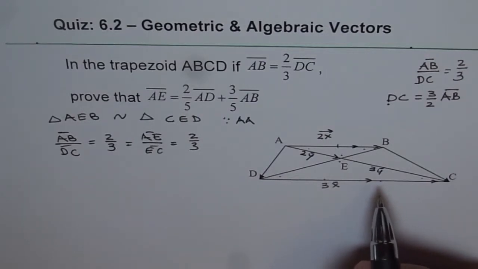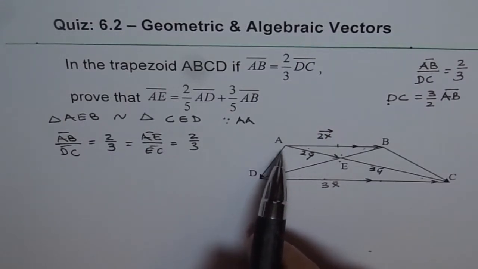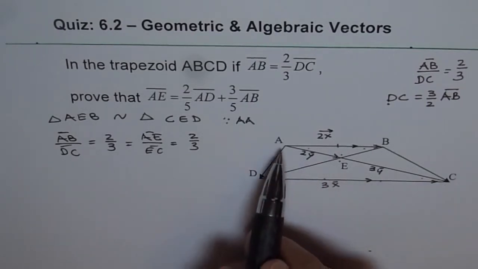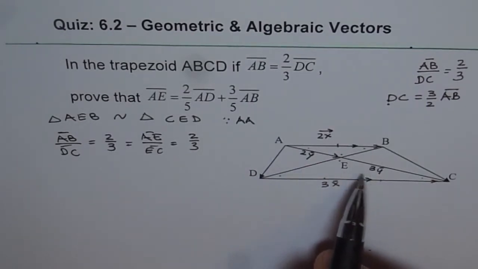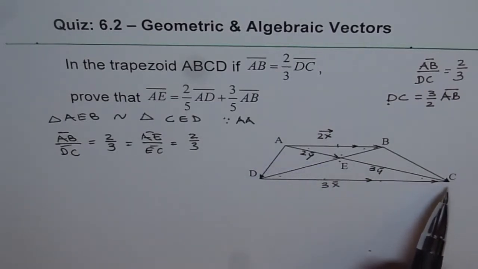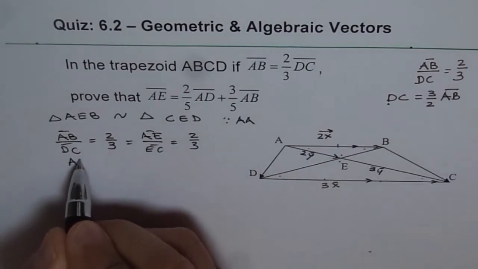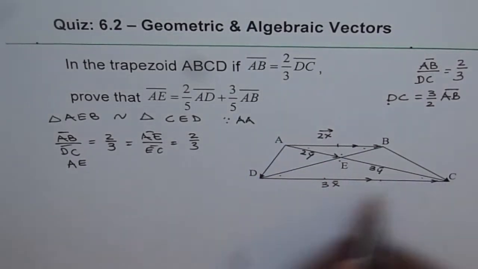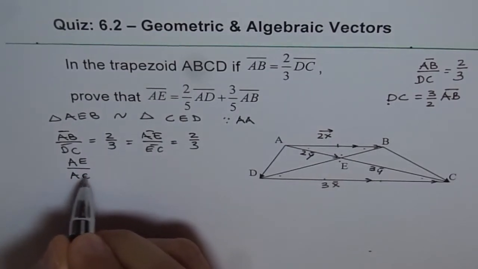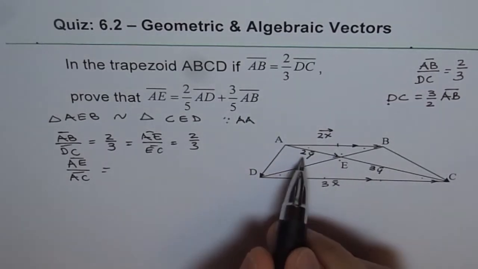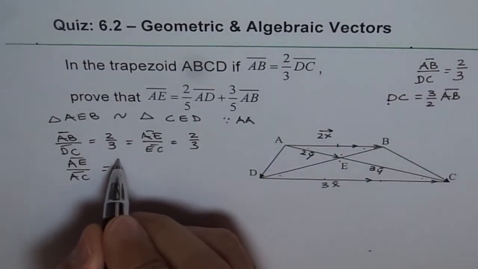Now, can you relate this AE with AC? So AC will be 2 plus 3, 5y. Do you see that? AC will be 5y. So what is AE over AC? AE over AC is 2y over 5y, so it is 2 over 5.